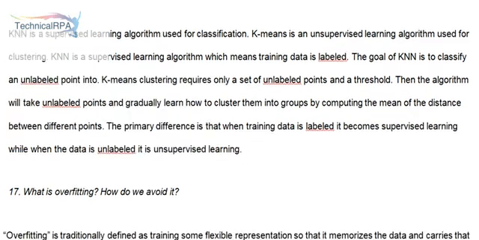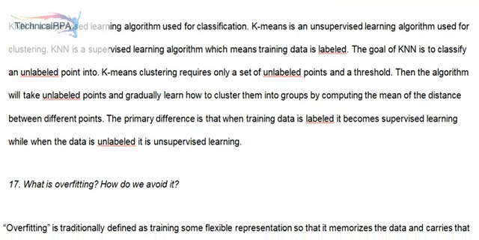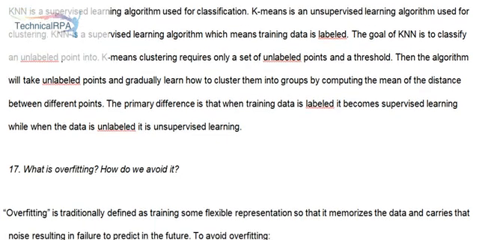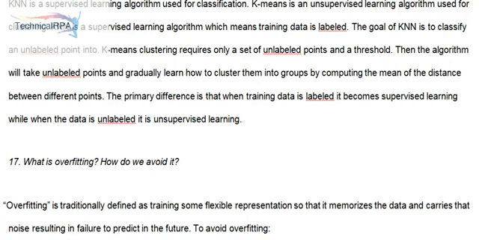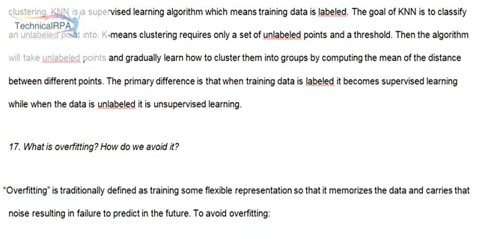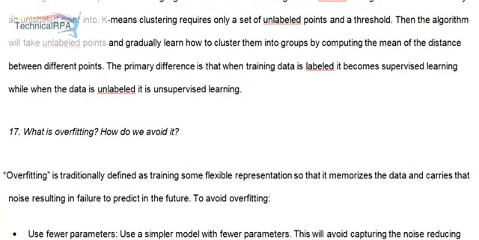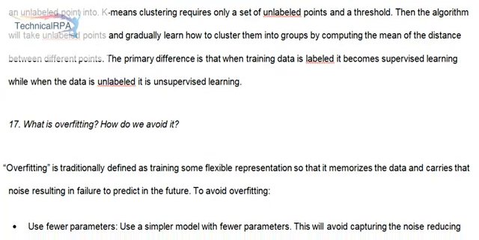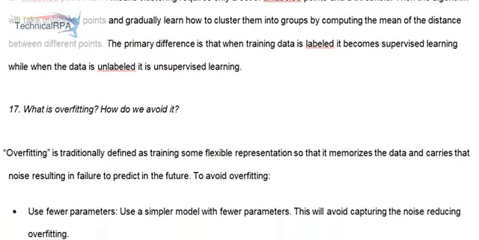Then the algorithm will take unlabeled points and gradually learn how to cluster them into groups by computing the mean of the distance between different points. The primary difference is that when training data is labeled, it becomes supervised learning, while when the data is unlabeled, it is unsupervised learning.